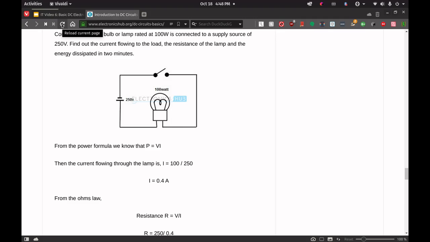Alright, so I want to jump over to electronicshub.org just to explain the stuff a little bit better using some graphics. So here is an example of what we were just talking about. 100 watt bulb, 250 volt battery power supply. This is just a circuit breaker or switch or whatever you want it to be in terms of powering this bulb. This just gives you an idea of what we're talking about, plus how a circuit diagram looks.